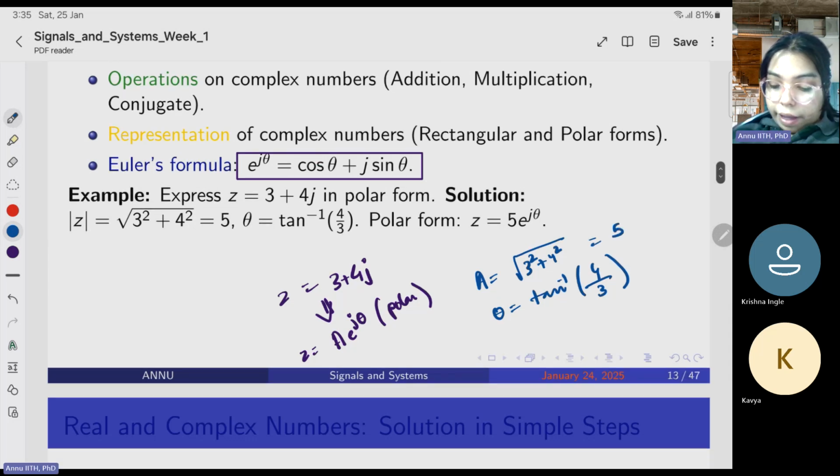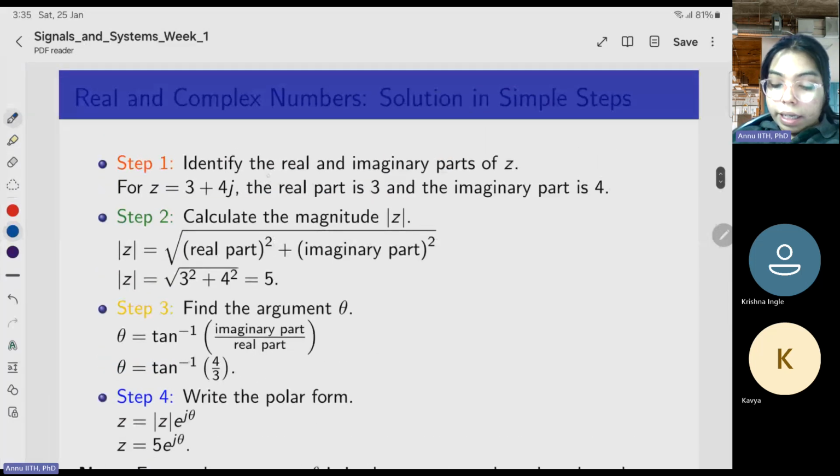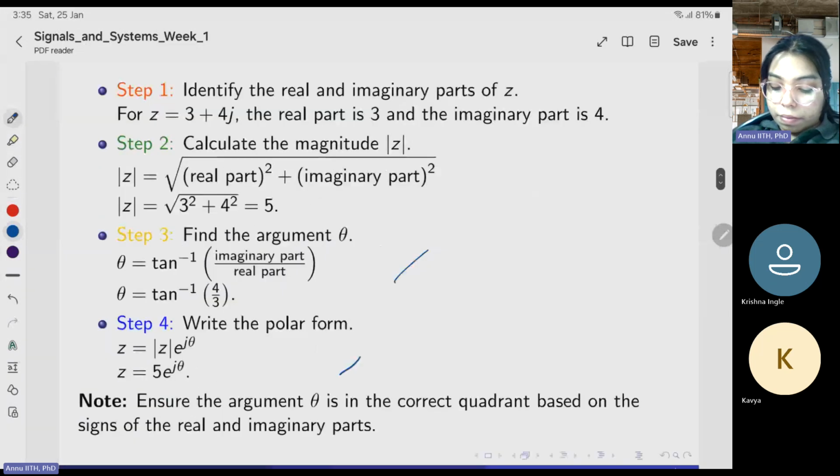This is nothing but 5. So this is 5 e power j theta. Simply, I have done it in the same way. Identify the real and imaginary parts. Real part is this, that, and theta. Finally, write the polar form.